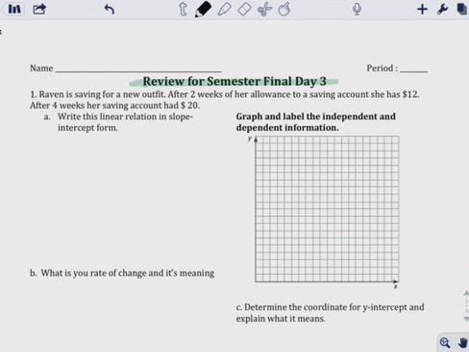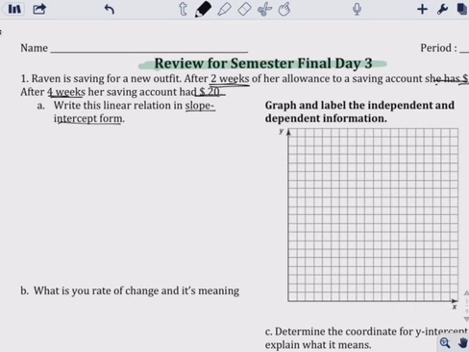Raven is saving for a new outfit. After 2 weeks, her allowance to a saving account, she has $12. After 4 weeks, her saving account had $20. Okay, write this linear relation in point-slope form. Point-slope form is y minus y1 equals m parentheses x minus x1. That's point-slope form.